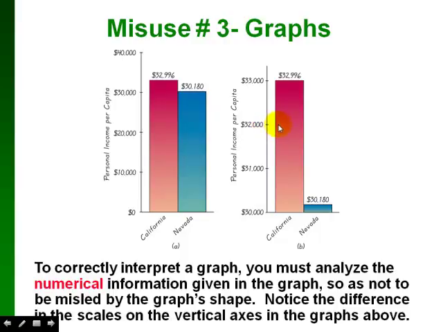We have an example here. These two graphs side by side are actually presenting the same information. But look at the difference in what they present. In the graph on the left, the scale goes from $0 up to $40,000. So the difference between these two heights is realistic and not misleading. However, in the graph on the right, notice that the vertical scale starts at $30,000 and goes up to $33,000. So it makes it look like the difference between these two values is much more than it really is. So the graph on the right here is misleading because of the way the vertical scale is used.